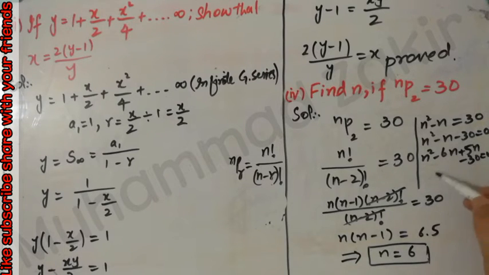So dear students, you can see that it is factorized as (n minus 6)(n plus 5) equal to 0. We know that from here we will get n is equal to 6, and n equal to minus 5. This value will be rejected because the value of n cannot be negative here. So this will be rejected, and n is equal to 6 will be the value which we found here.